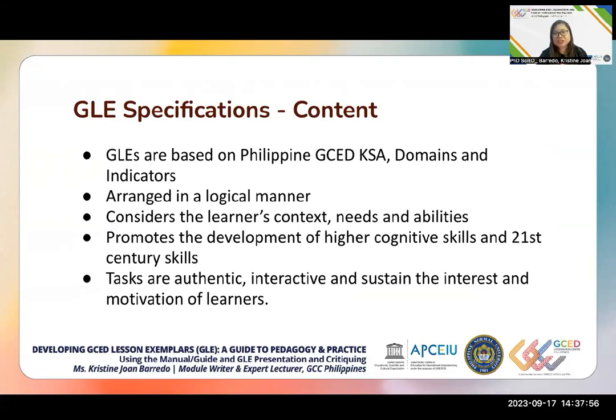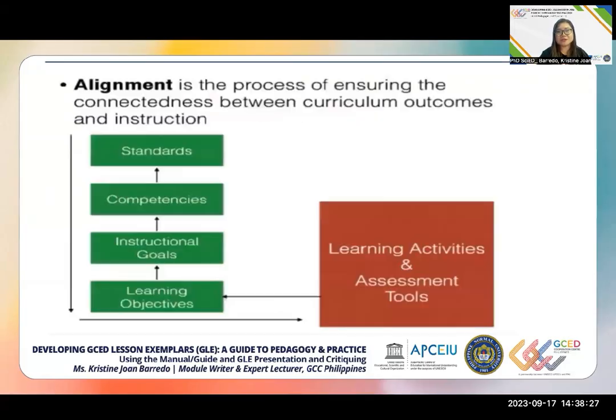The specifications and content of the GSET lesson exemplar should be based on the Philippine GSET KSA, domains and indicators. It should be arranged in a logical manner. It considers the learner's context, needs, and abilities, promotes the development of higher cognitive skills and 21st century skills, and the tasks are authentic, interactive, and sustain the interest and motivation of learners.